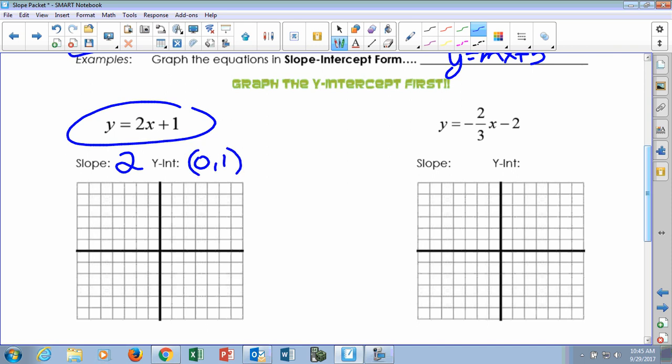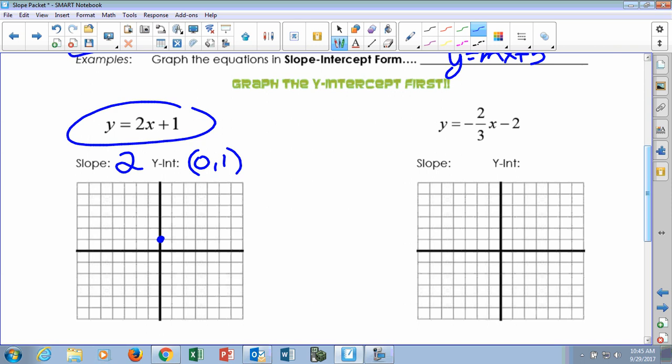Okay, now 1 is a coordinate, right? 0, 1. So the y-intercept is the first thing I have to graph. So if I start at the origin, which is right where the two thick dark lines meet, where am I going to go to graph 0, 1? Up 1, right? Now that only gives me 1 point.